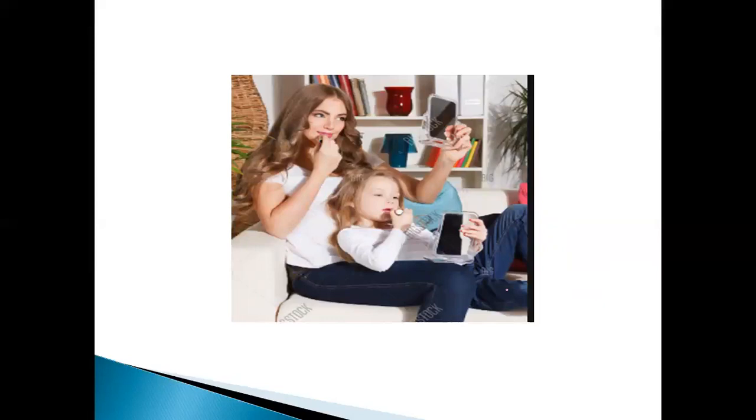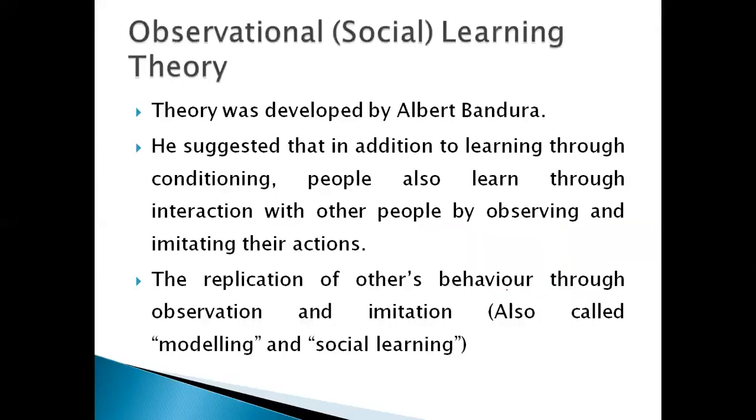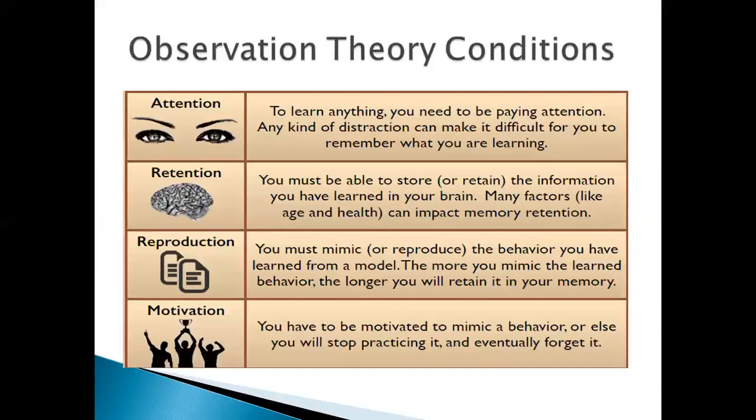So people learn by observing. It need not be a conditioned one, or necessarily a cognitive one. By mere observation also, people observe it, then they copy it. Then the behavior happens. So that is the observation theory process, or you can say its conditions.